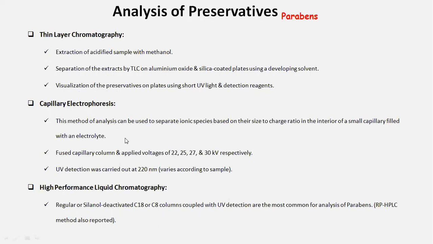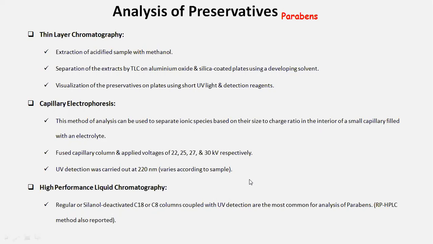The next method is capillary electrophoresis. Capillary electrophoresis is one of the recent methods, which can be used to separate ionic species based on their size to charge ratio in the interior of a small capillary filled with an electrolyte. So based on their electric charges and size, the ionic species will separate either to the anode or to the cathode based on their charge to size ratio.